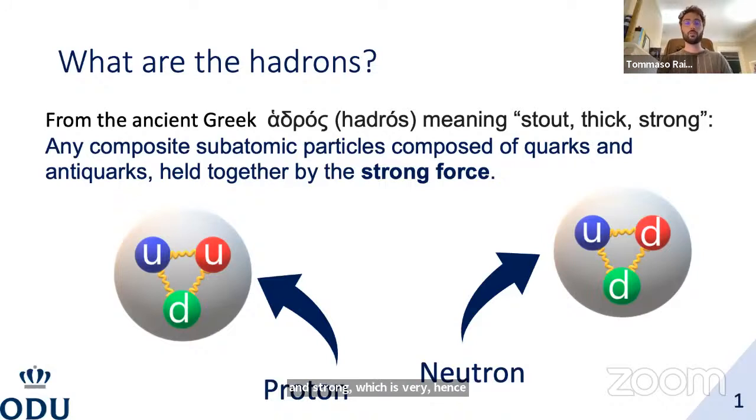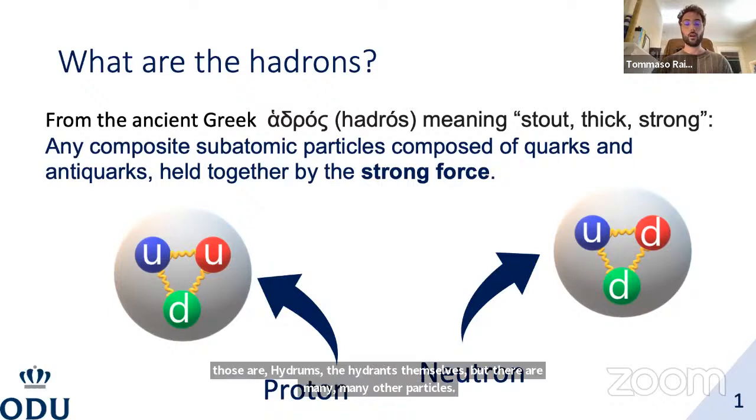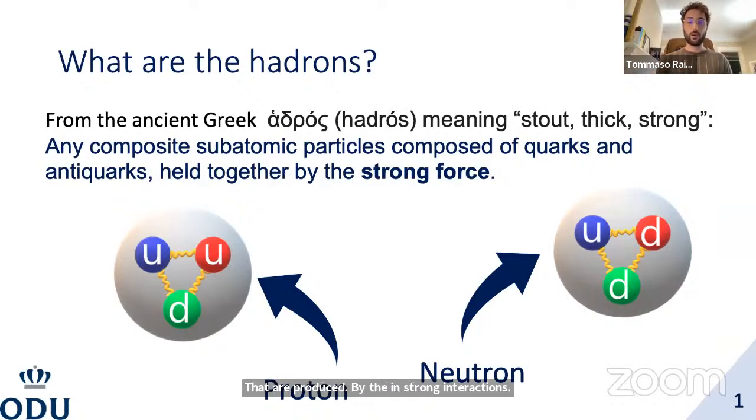Now, most of you might know particles such as the proton and the neutron, which are what you find in the nucleus of an atom, for example. Those are hadrons themselves. But there are many, many other particles that are produced by the strong interactions. I honestly don't know them all, but there are many more. The most common ones are protons and neutrons.